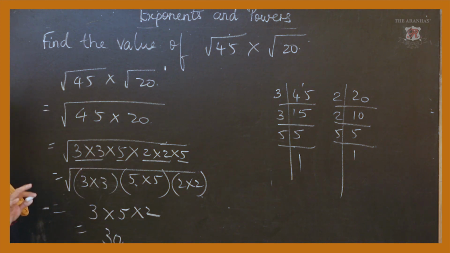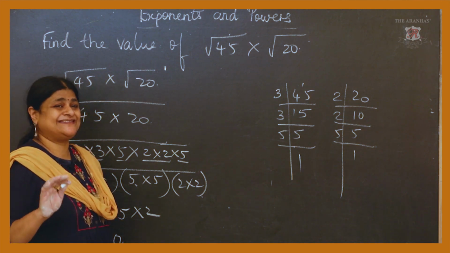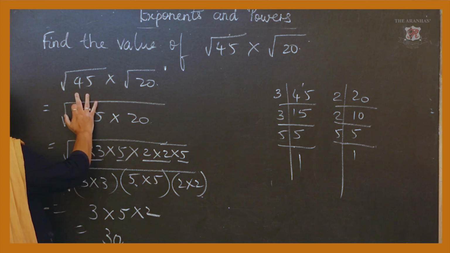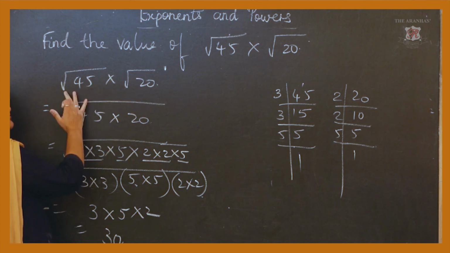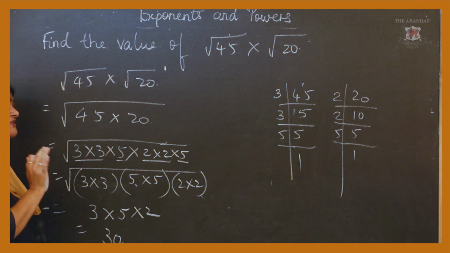So you have to find out the value of root 45 into root 20. So 45 and 20. Root 45 into root 20 is the sum that they have given you.